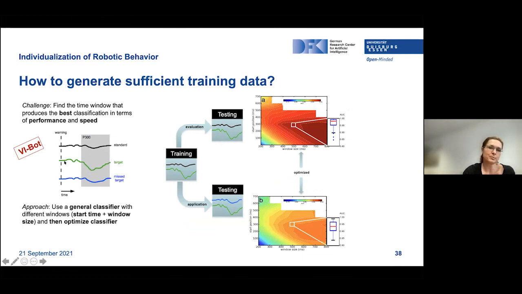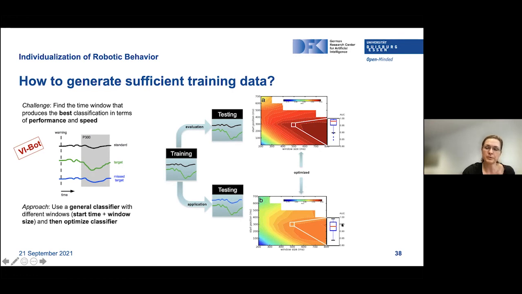This is again a different view, so sorry, it's a bit different colors. You have the standards in black again, the targets in green for whatever reason, and the missed targets in blue. We did the training on the standards and targets, and then the evaluation of how good the classifier is on the same signals. You can see that we have a very good performance in classifying the signal. But in the application, or in the testing, we use this classifier that was trained on standards and targets to distinguish between missed targets and targets.